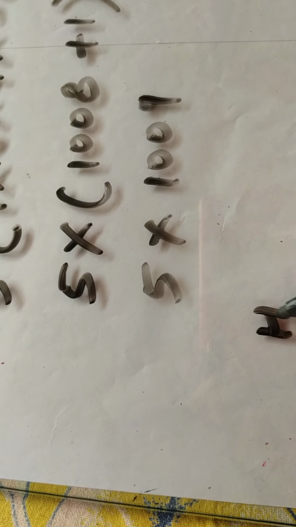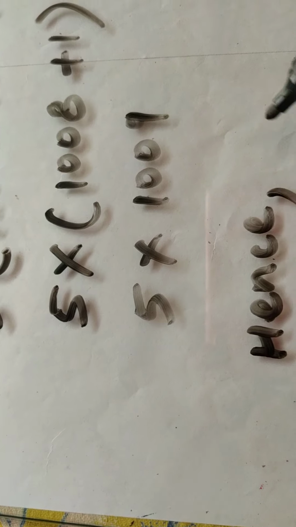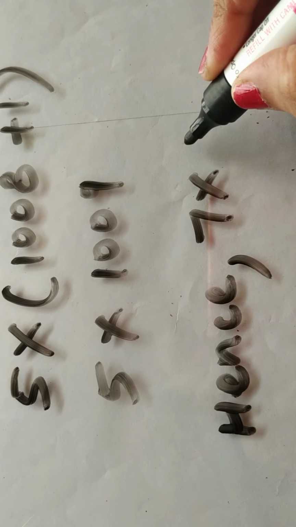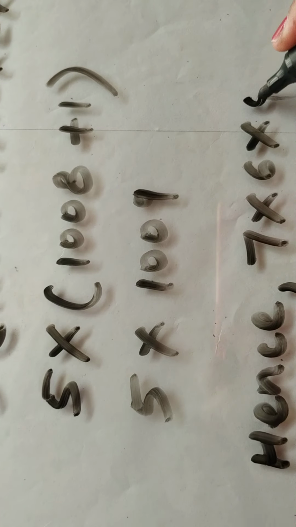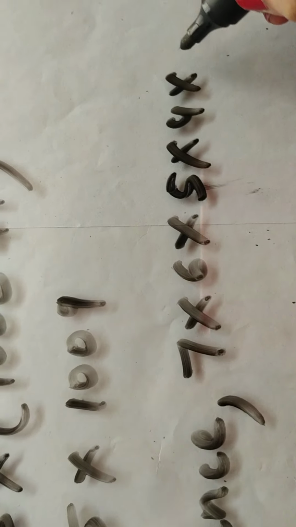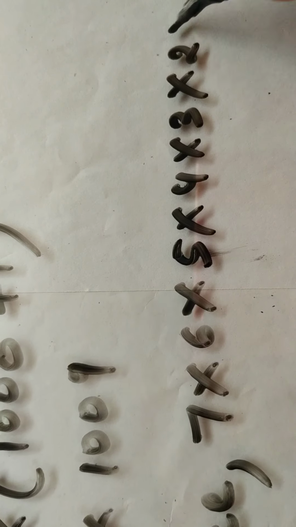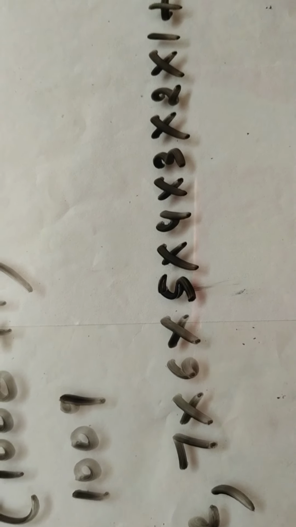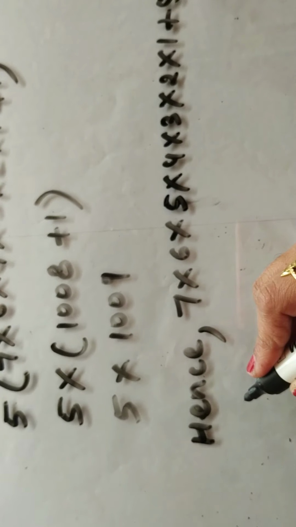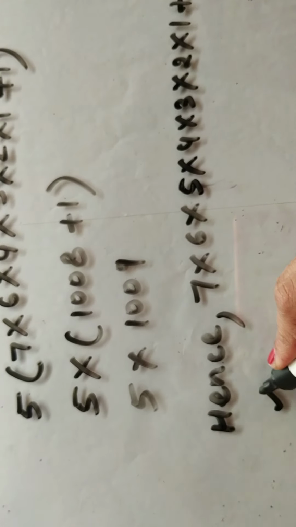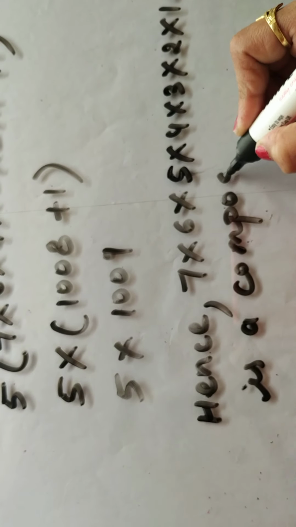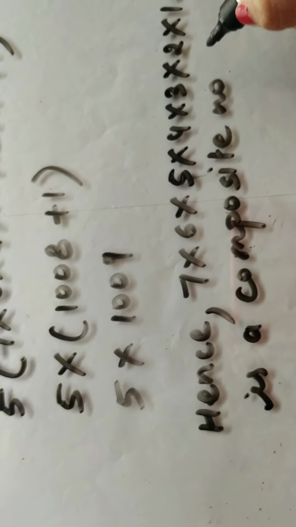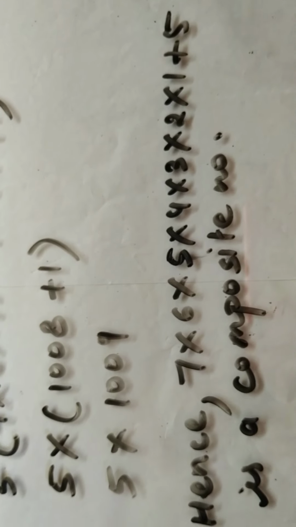Hence 7 into 6 into 5 into 4 into 3 into 2 into 1 plus 5 is a composite number. Hence proved. In both questions we proved.